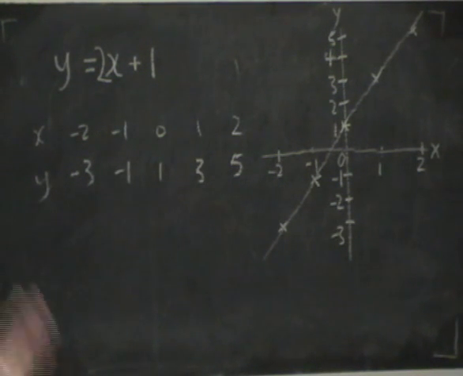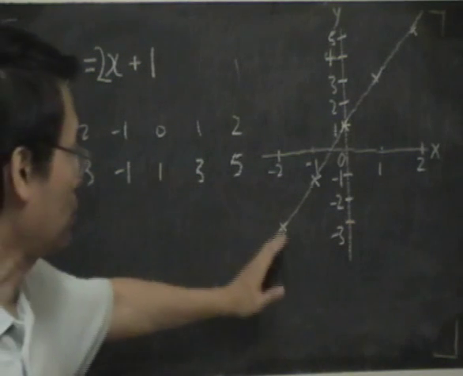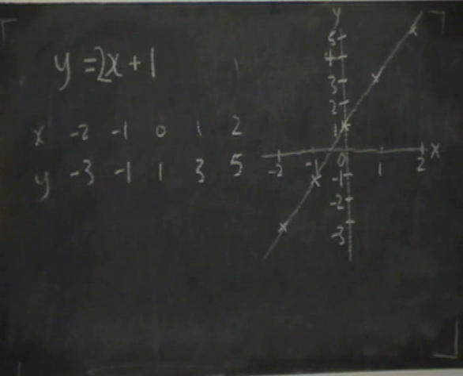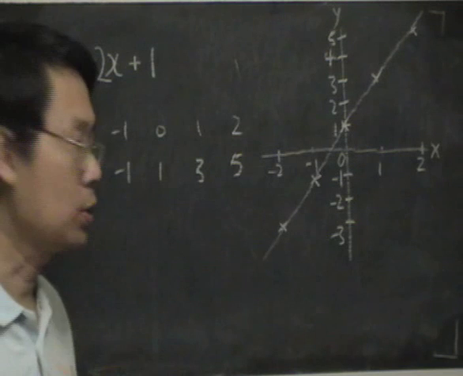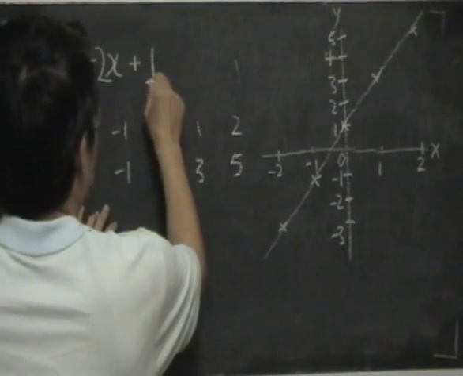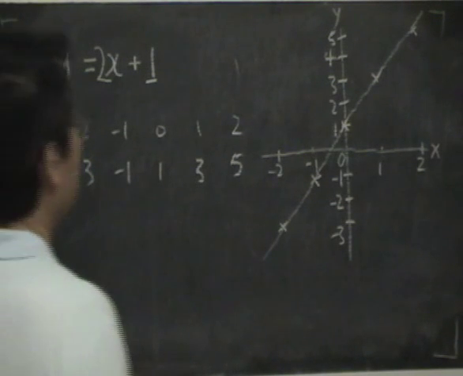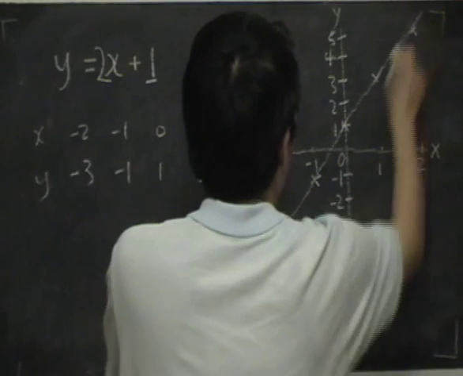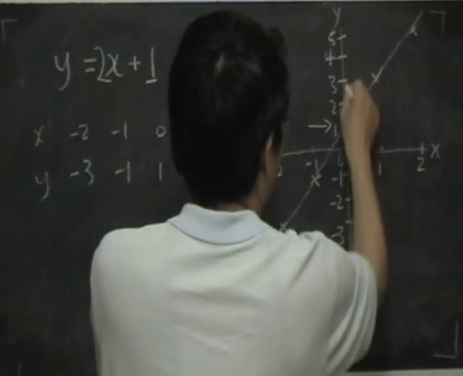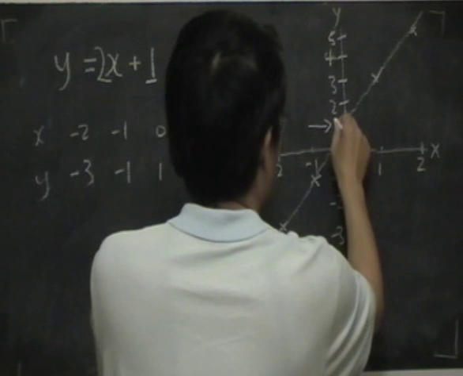Okay, now we are going to learn a bit more about this type of graph and this type of equation. Now, I want you to notice something. See, there is a number 1 there, okay? And this graph happens to cut the y-axis at this point 1.